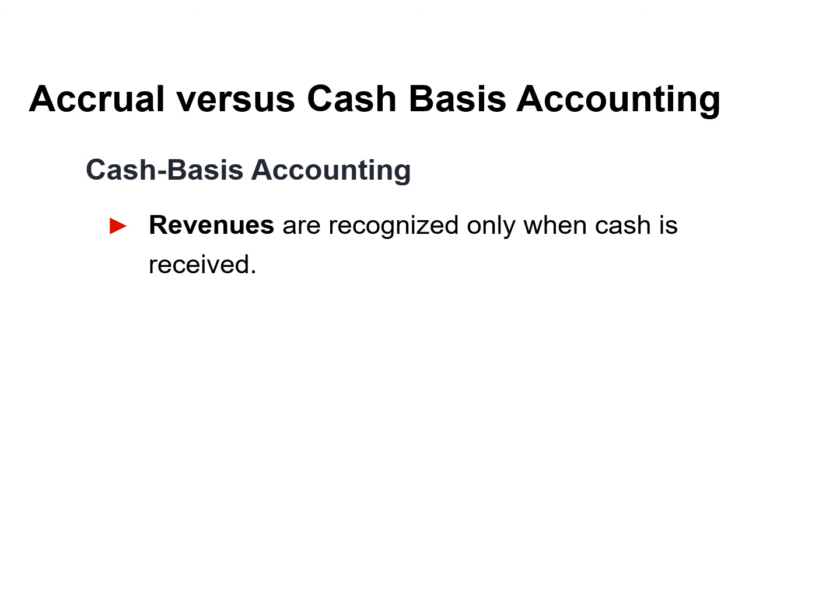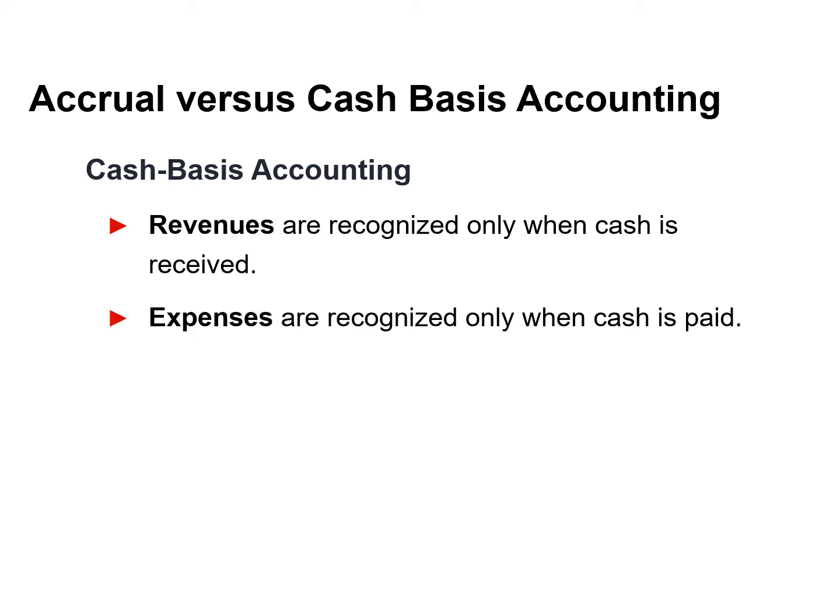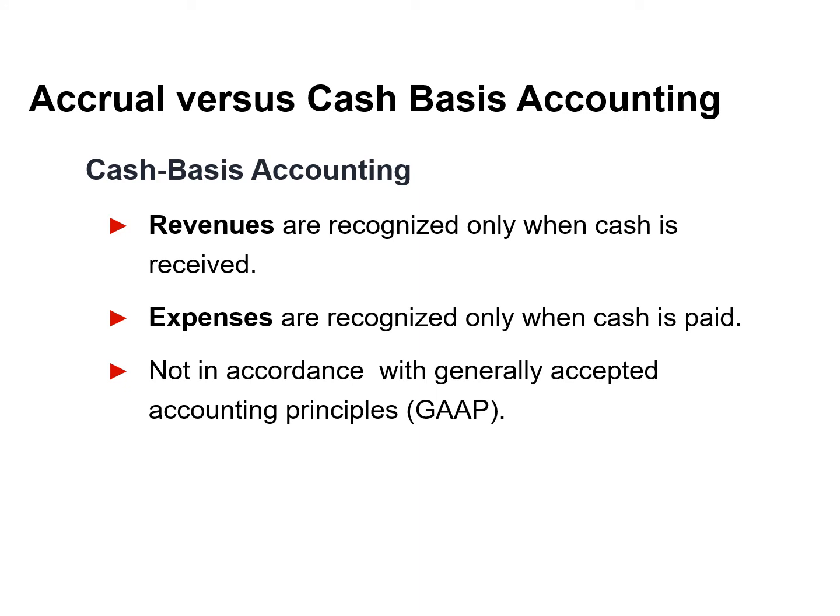An alternative to the accrual basis is the cash basis. Under this method, a company records revenue at the time it receives cash. It records an expense at the time it pays out cash. This cash basis seems appealing due to its simplicity, but it often produces misleading financial statements. As a result, cash basis accounting is not in accordance with generally accepted accounting principles.